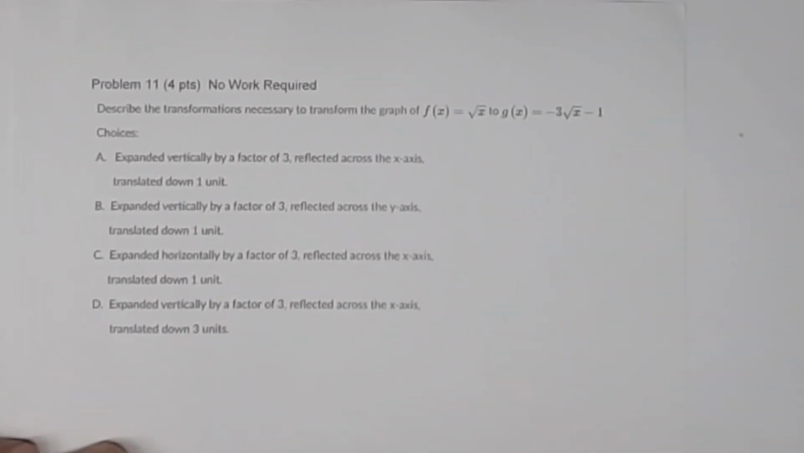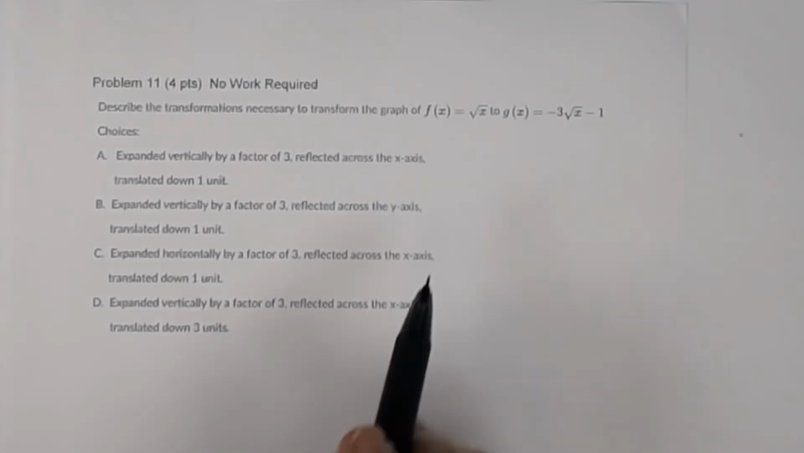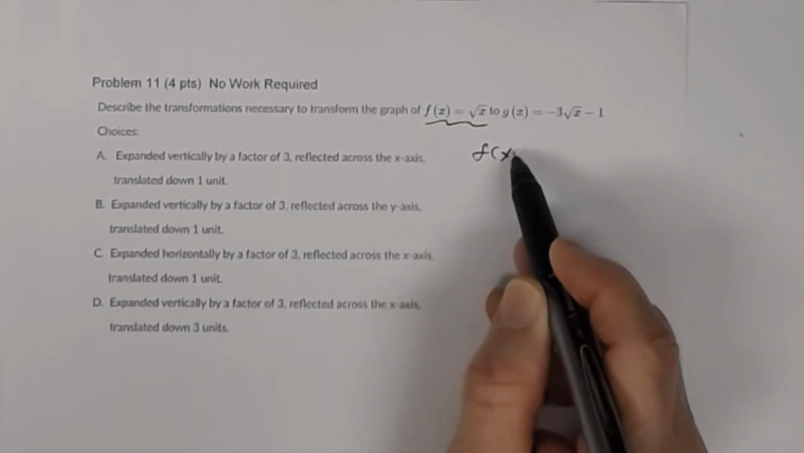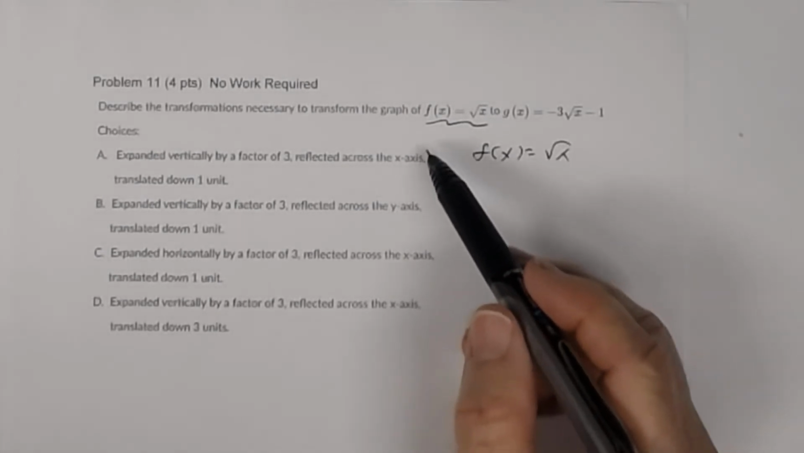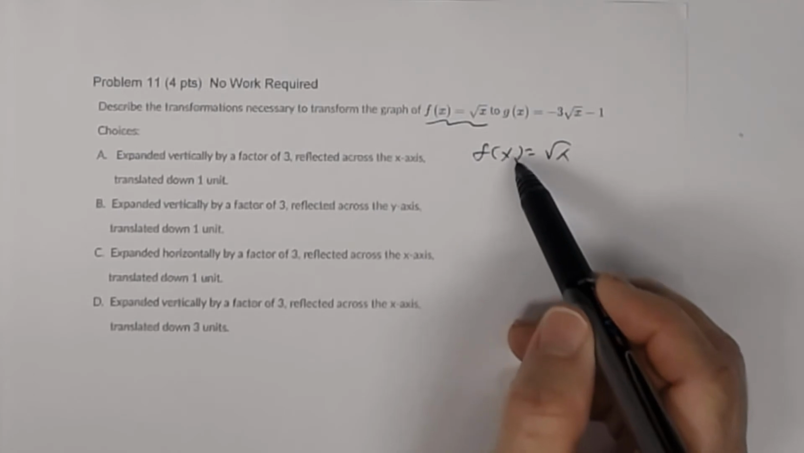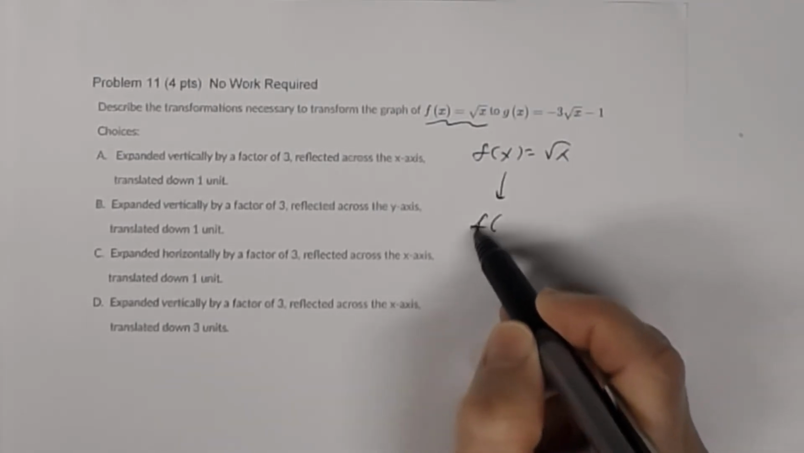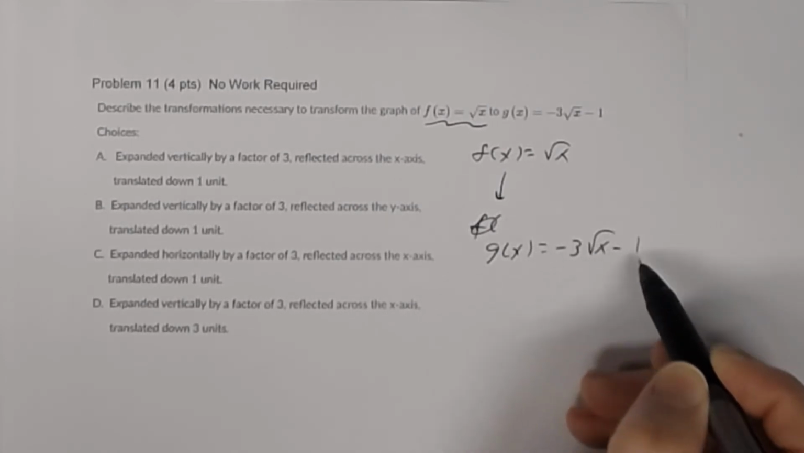Now, number 11. Okay, so number 11, and you can't see this very well. So you're given this function. So here's your parent function right here, f of x equals square root of x. And you're asked, describe the transformations that you would do to this to get this function here. So you want to get g of x, which equals negative 3 square root of x minus 1.